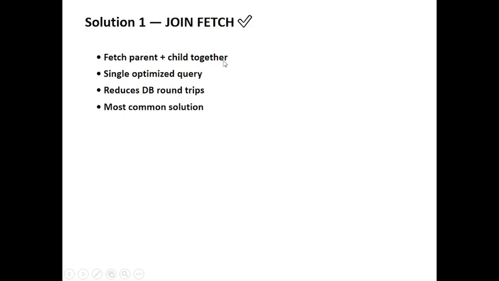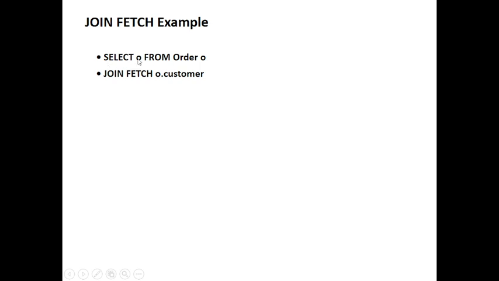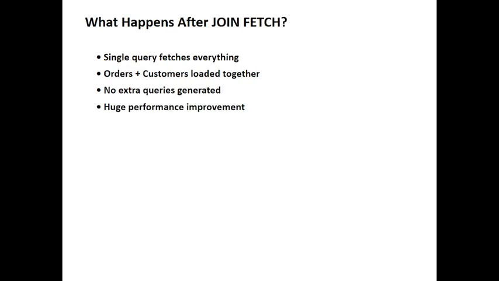So what is the solution for the problem? Fetch parent and child together. A single optimized query reduces DB round trips. The most common solution is a fetch query: select star from orders join fetch with the customer. So the orders come and the associated customer details also come as part of the single query, and you won't do N queries for the customers. A single query fetches everything, orders plus customer loaded together, and no extra queries are generated. This is a huge performance improvement.